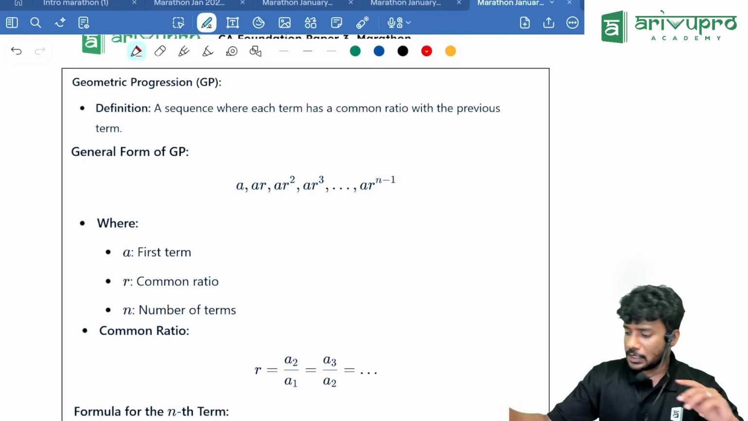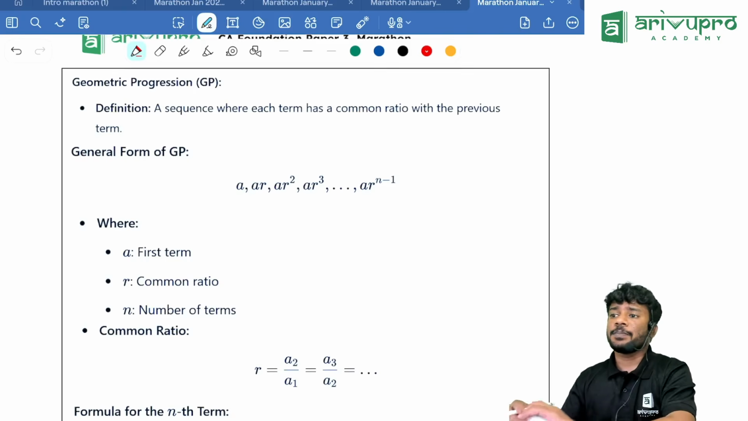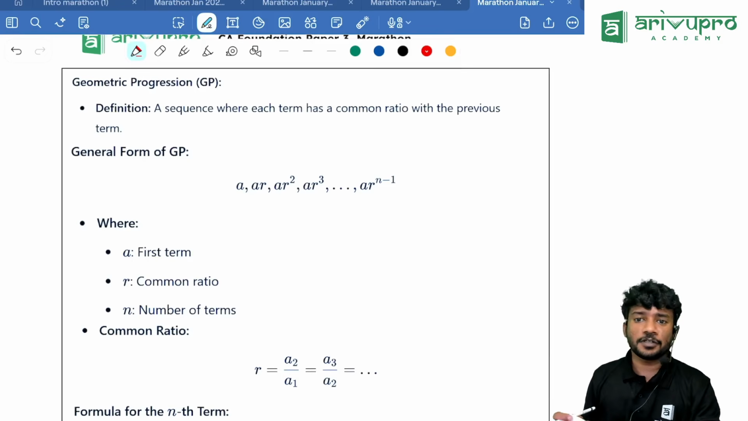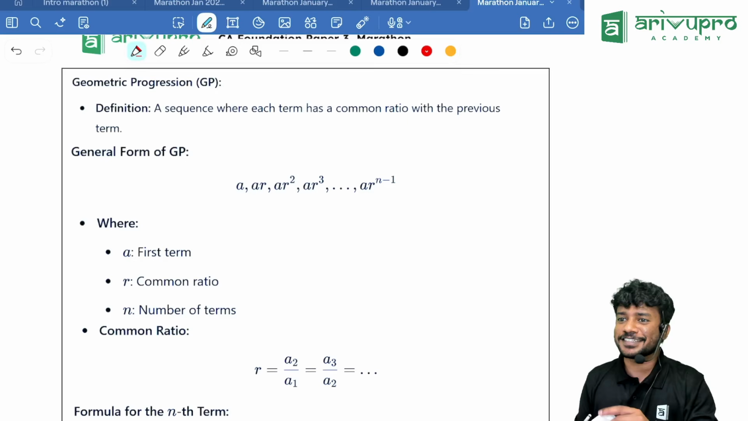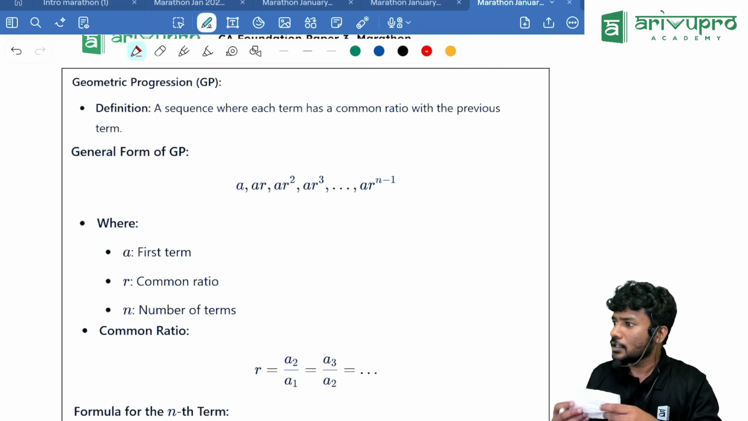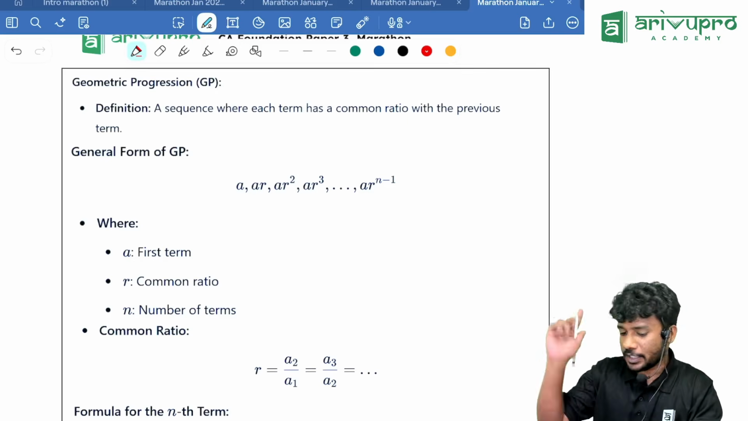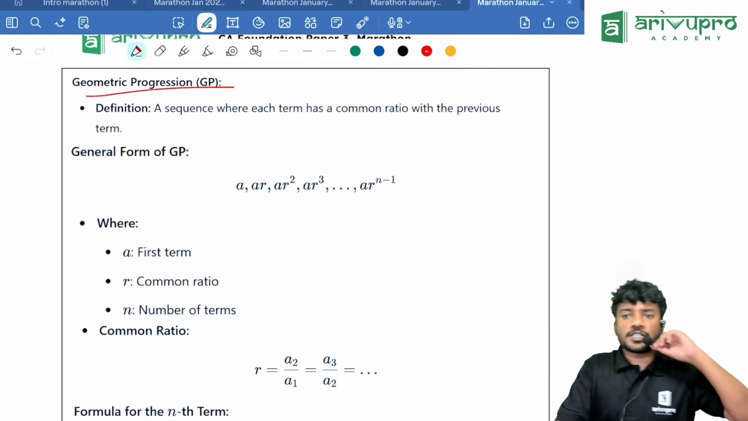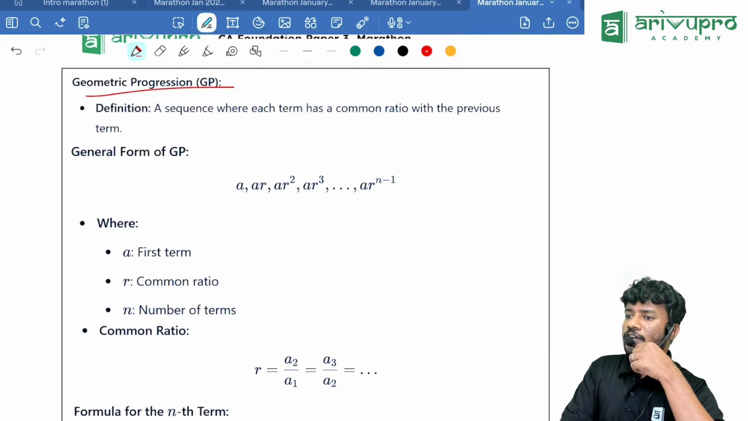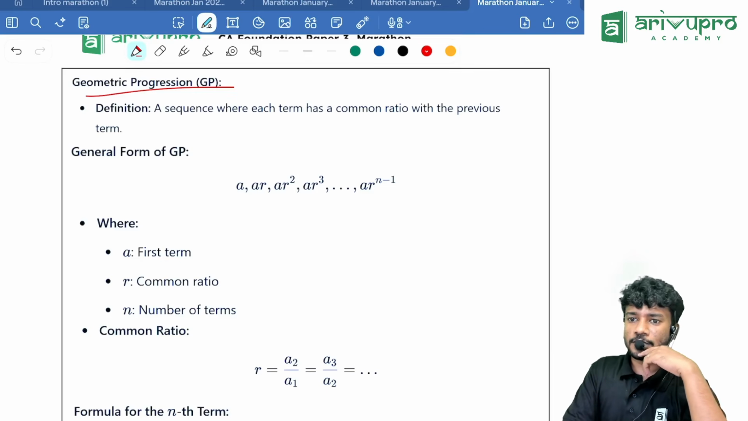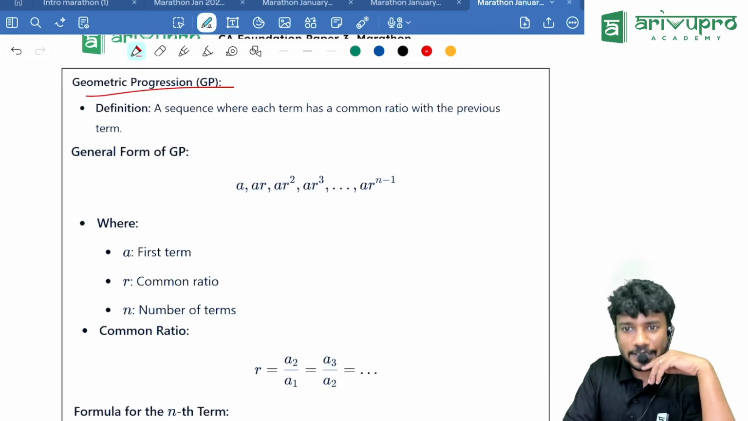Now the next topic is called GP. How many of you have studied GP before? Okay, first time. Fine. Geometric progression. What was the speciality of arithmetic progression? The common difference was there. That means A2 minus A1 is equal to A3 minus A2 is equal to A4 minus A3.